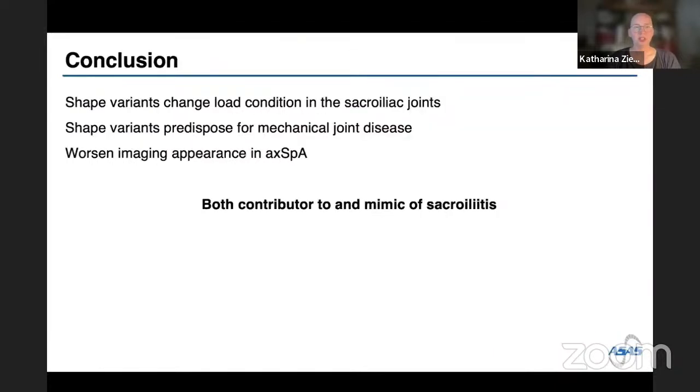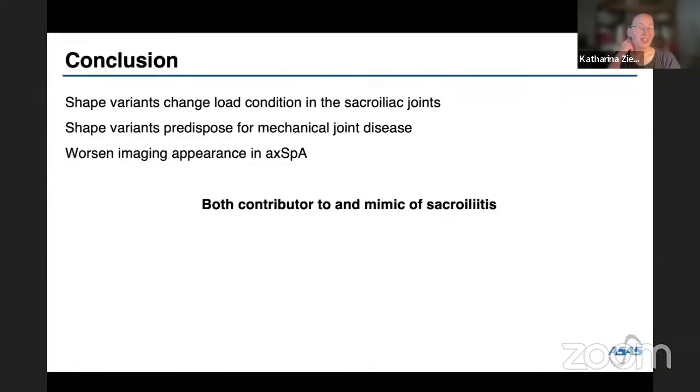So what do we conclude from this? Firstly, we can conclude that anatomical variation, shape variants of the sacroiliac joints, do change the load conditions in the sacroiliac joint. We can at least assume that these shape variants predispose for mechanical joint disease to some degree. And we believe that they worsen the imaging appearance of AxSpA. Whether they actually worsen the clinical course of AxSpA is very much up for debate, or not yet scientifically proven. Maybe or maybe not. We're still looking into that.